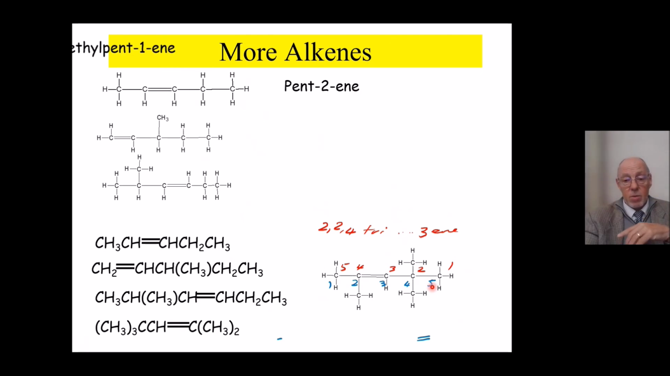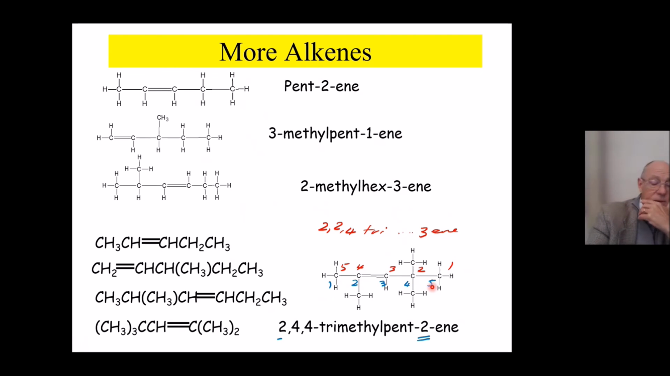And you must give the alkene the smallest number possible. So you must start numbering on the left. So it'd be 2, 4, 4, trimethyl, 1, 2, 3 methyl groups, pent because there's 5 carbons, pent-2-ene. Okay, you must number the alkene with the smallest number possible.